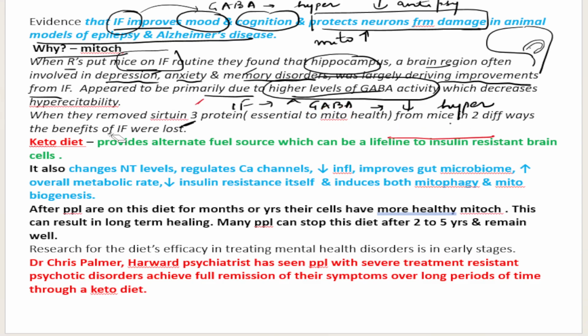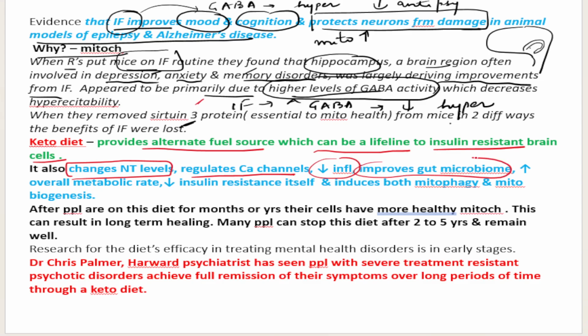Now we come to the ketogenic diet. The ketogenic diet provides an alternative fuel source which can be a lifeline to the insulin-resistant brain cells. This diet can cause changes in neurotransmitter levels. It can regulate calcium channels. It can reduce inflammation. It can improve the gut microbiome, increase the overall metabolic rate, and reduce insulin resistance itself. It can induce both mitophagy and mitochondrial biogenesis. So these are the benefits of the ketogenic diet. It can cause the mitochondria to repair themselves. It can cause the formation of new mitochondria.